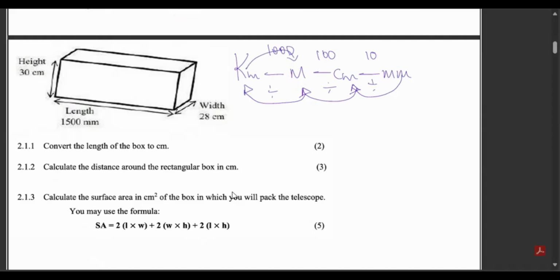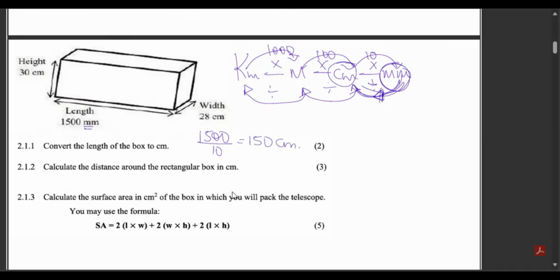And as you come from this side, we shall always multiply. So, change the length of the box to centimeters. It's already in millimeters. So we are from millimeters going to centimeters. We are coming from this side, following this rule. So what we're going to do, we are going to divide. So it's 1,500 divided by 10. The answer becomes 150 centimeters. Don't forget the units.